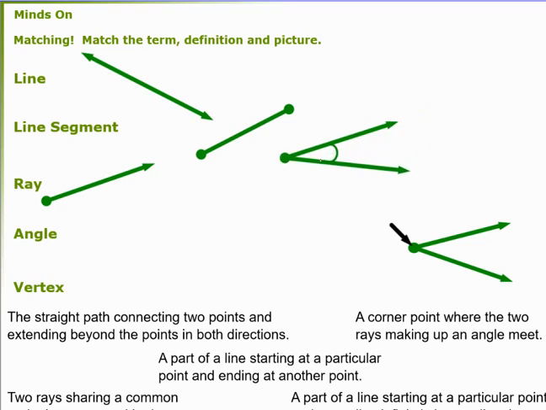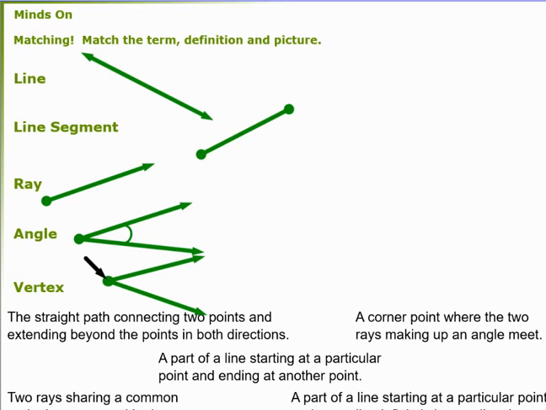Angle. Well, an angle is made between 2 rays. And finally, where the 2 rays meet is called a vertex, this point here. So all these are important terms for our questions going forward.